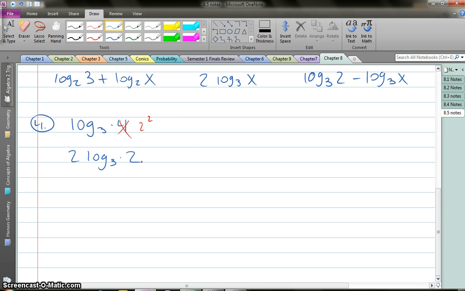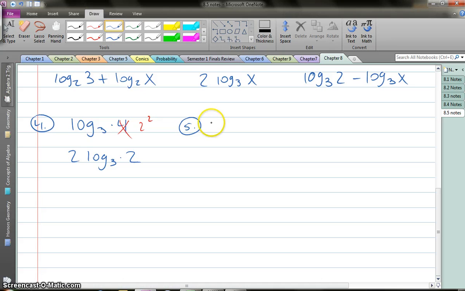What about this one? The reason I do this is because you're expanding. We're so used to simplifying, making it easier, but now we're trying to get it back to its original format. So where did the 4 come from? Well, 4 was 2 squared.